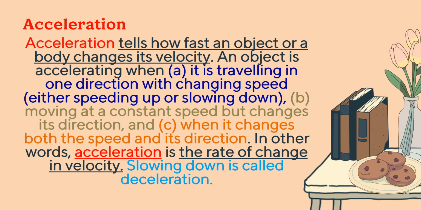Acceleration tells how fast an object or a body changes its velocity. An object is accelerating when, first, it is traveling in one direction with changing speed, either speeding up or slowing down. Second, moving at a constant speed but changing its direction. Third, when it changes both the speed and its direction. In other words, acceleration is the rate of change in velocity. And when we say slowing down, this is called deceleration.